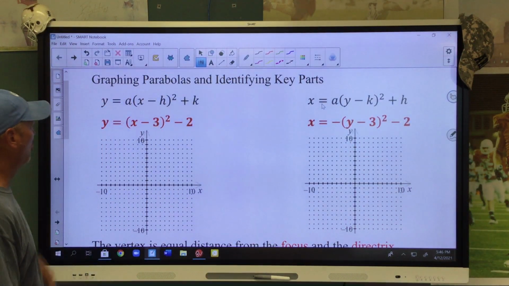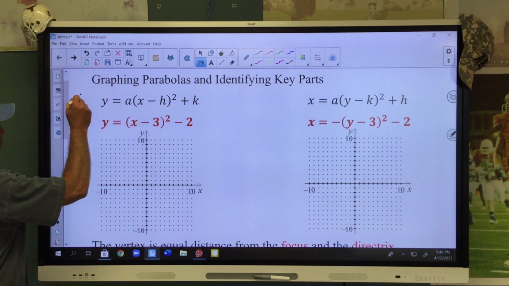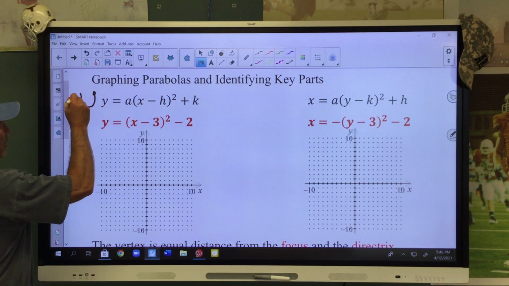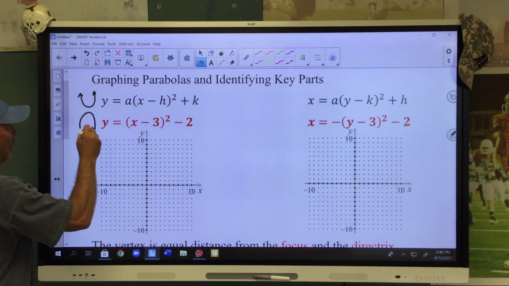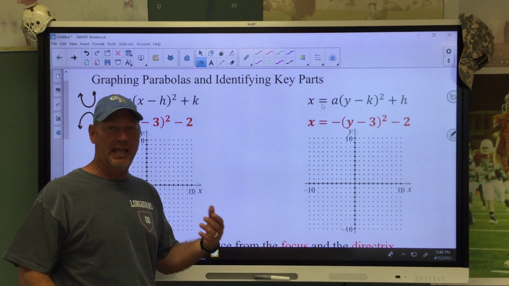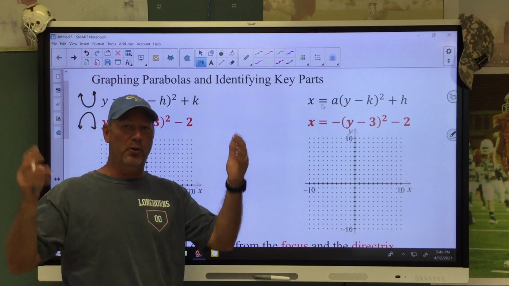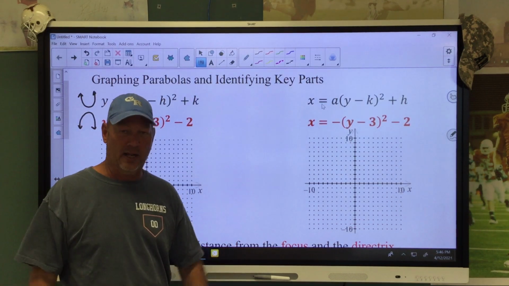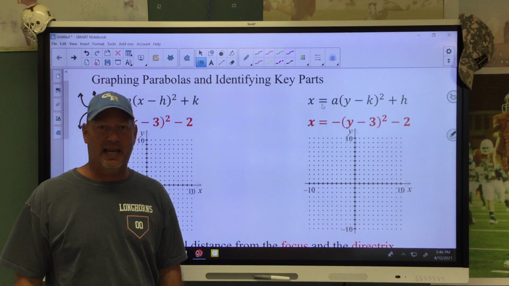This is one that's going to open up. This graph will open up or down based on our A value. If A is positive, we're going to open upward. If A is negative, we're going to have a reflection over the x-axis.